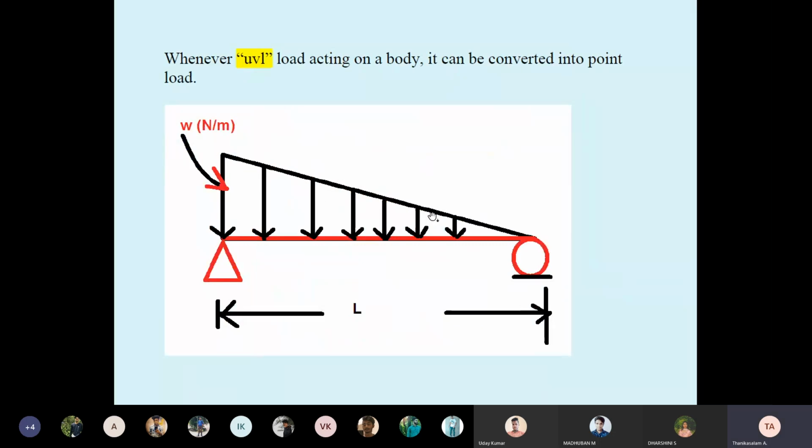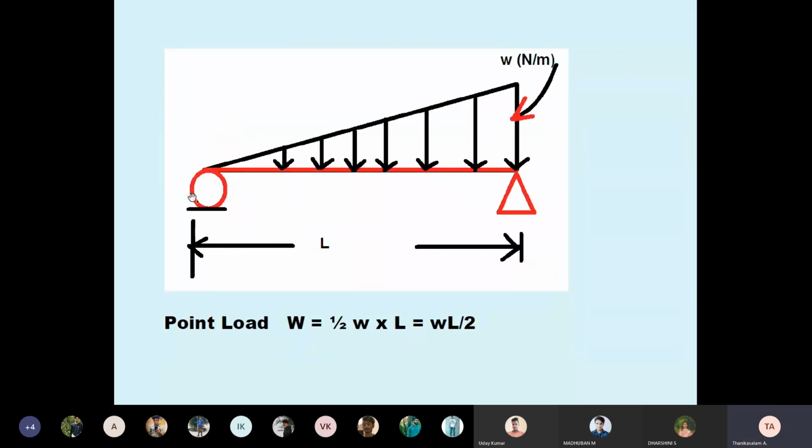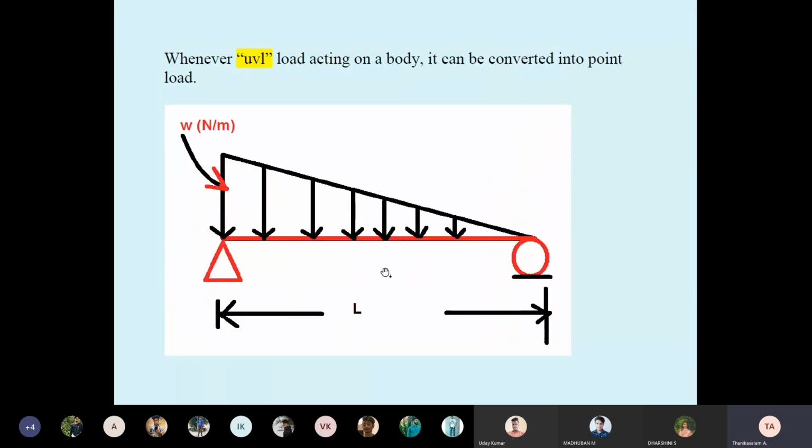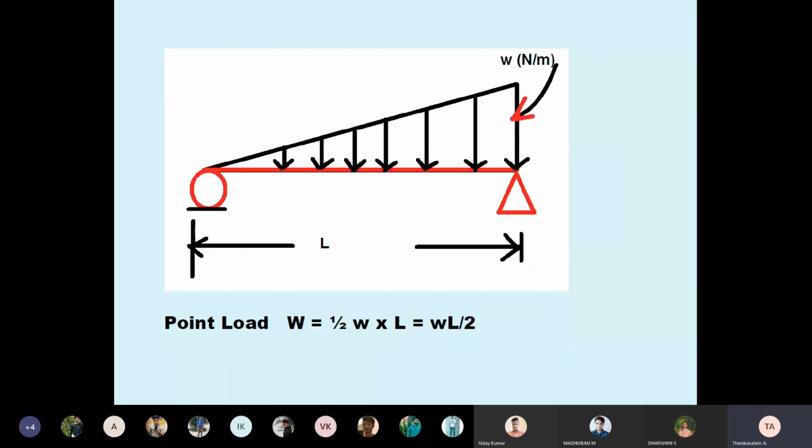Suppose uniformly varying load. See here, the load is varying from right minimum to left maximum. Sometimes left is minimum, right is maximum. These two diagrams are also uniformly varying load. You see the shape, triangle shape, no? So what is the point load? Triangular area, half into base into height. So half into base L, height small w. L means meter, w is Newton per meter, meter cancels. So it becomes load W L by 2.